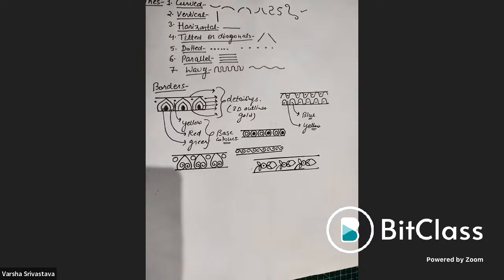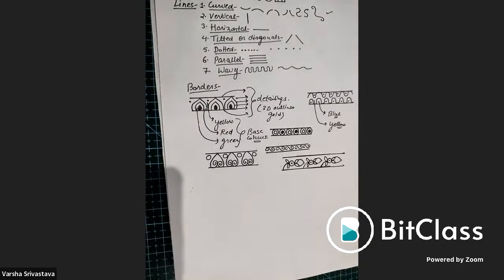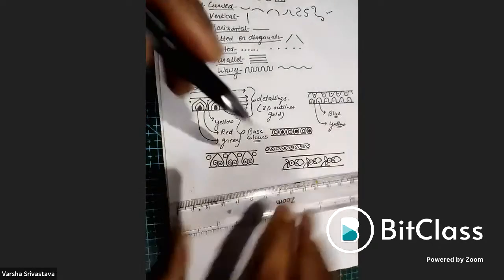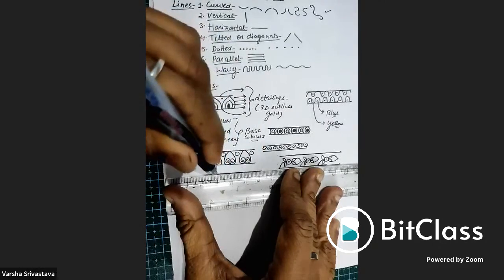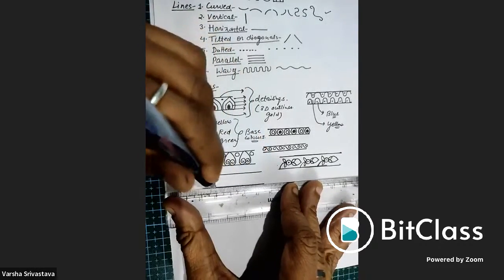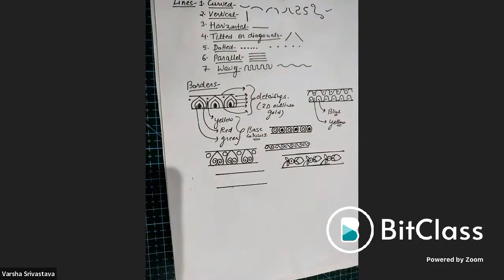After this, we have another medium size border, and in that medium size border, we will be making the lotus. Okay. Medium size border, and we will be making the lotus in this.